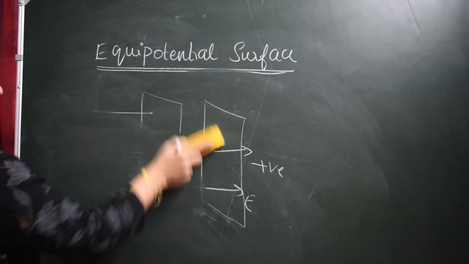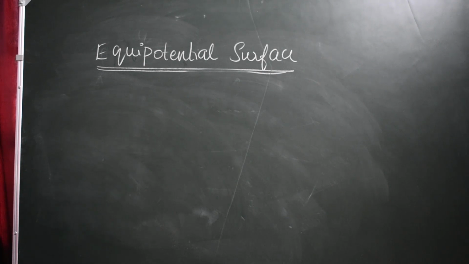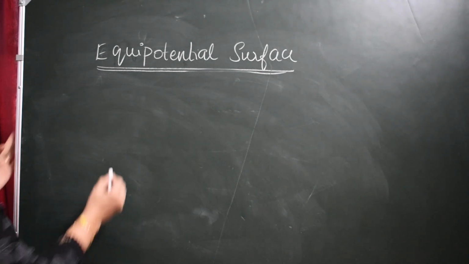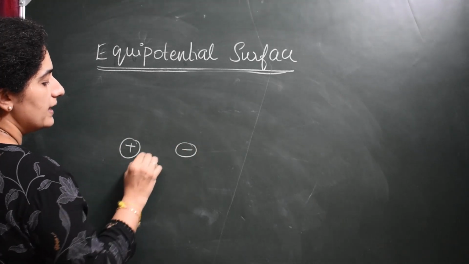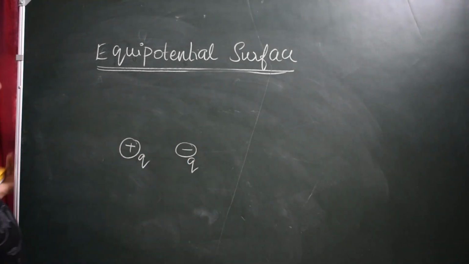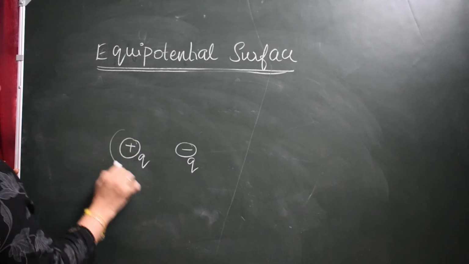For a dipole, you want to represent the equipotential surface. This is an important question. A dipole means a system of equal and opposite charges separated by a distance of 2a. In that case, how is the equipotential surface? It will be like this.